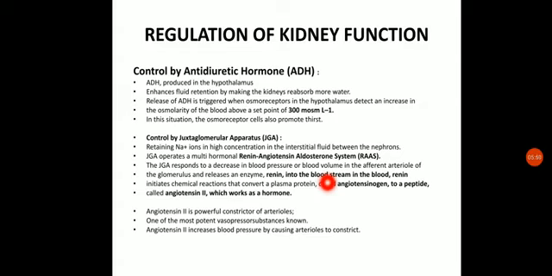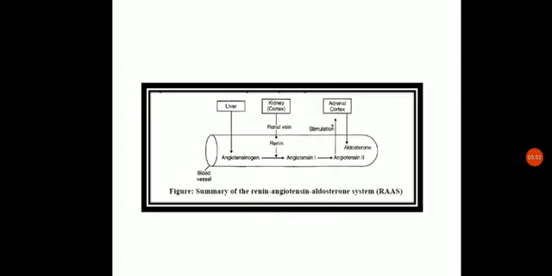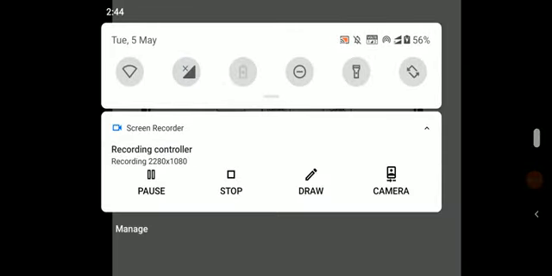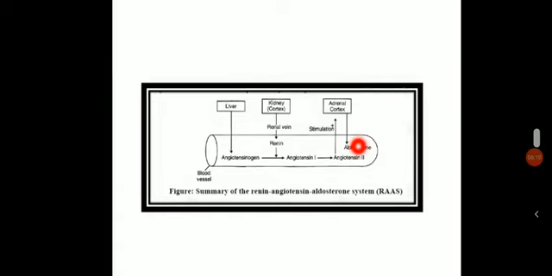Now this renin will be initiating the chemical reactions. So here you can see, when the pressure is low, the JGA part of the kidney will be secreting renin, and this will be responsible for converting angiotensinogen, that is an inactive hormone, into angiotensin, that is an active hormone. So it is initiating this chemical reaction.